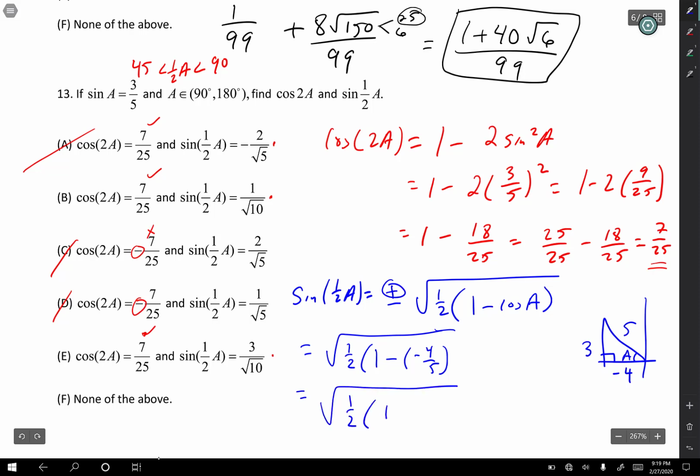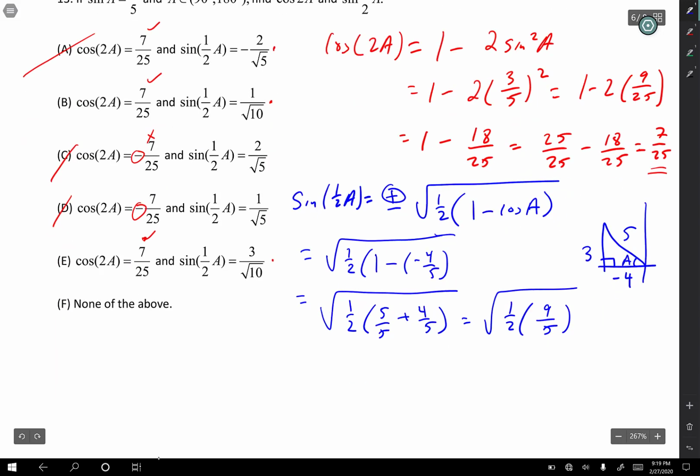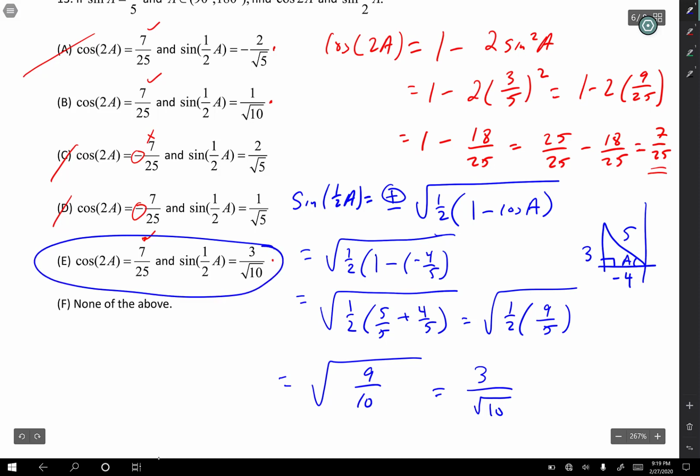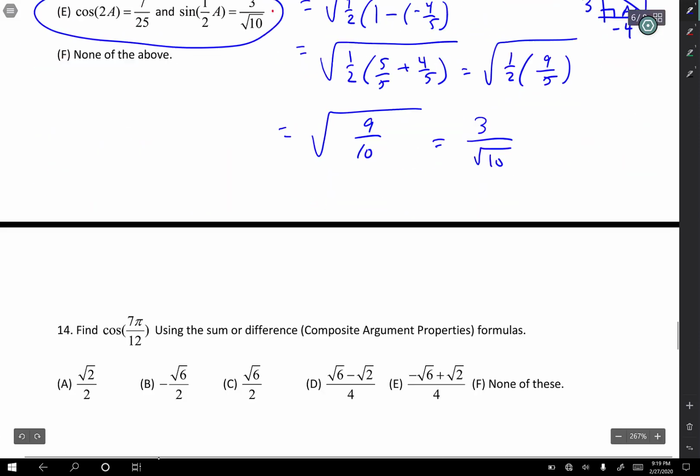1/2, 1 plus 4/5. So I'm going to turn that 1 into 5 over 5. 5 plus 4 is 9. So I have 1/2 times 9/5. 2 doesn't go into anything. So I have the square root of 9/10. And remember, we already chose positive, right? The square root of 9 is 3. So 3 over the square root of 10. And there it is. Yay. I hope you guys like that, because that was actually kind of cool.